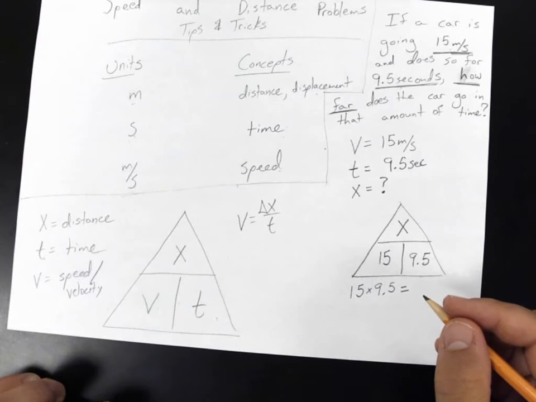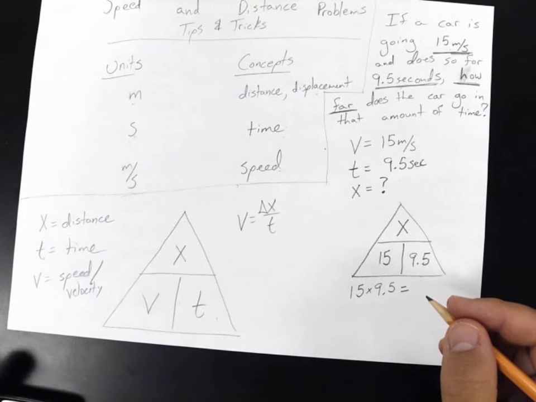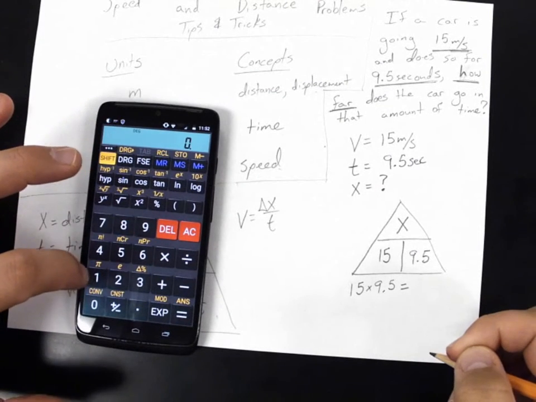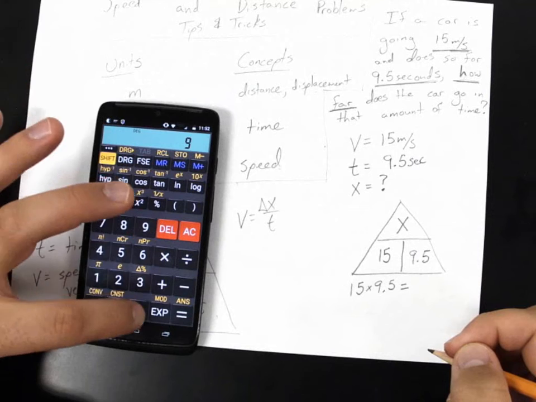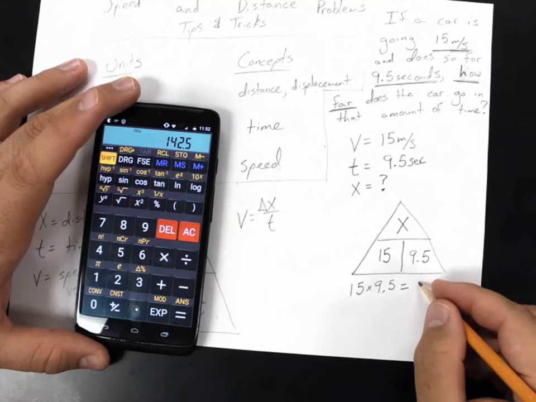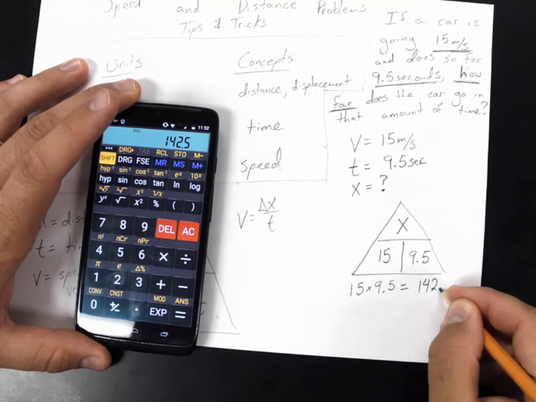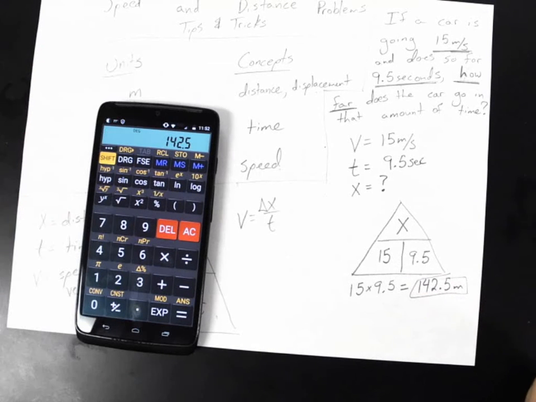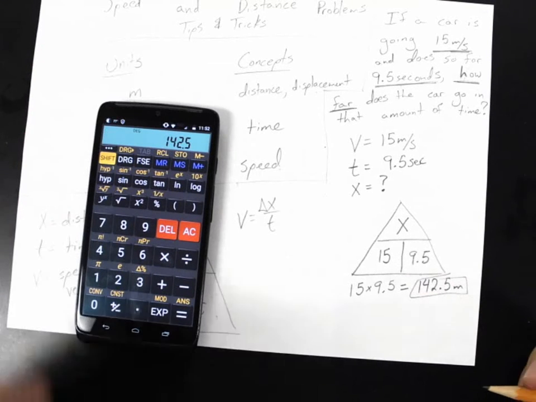Now I'm going to take out my calculator, just as you would do in these problems. Here it is. And that'll be 15 times 9.5. Enter. We got 142.5 meters. That is the answer to that one. Okay, very good.